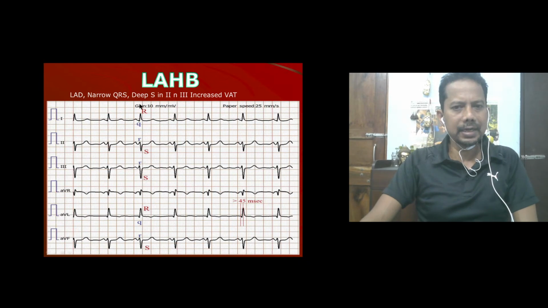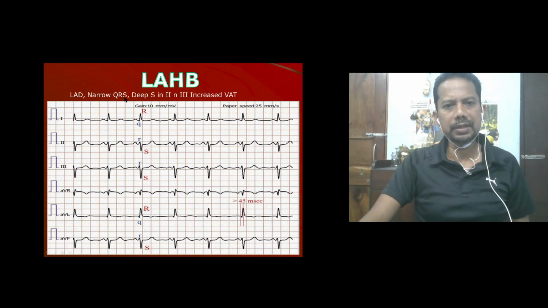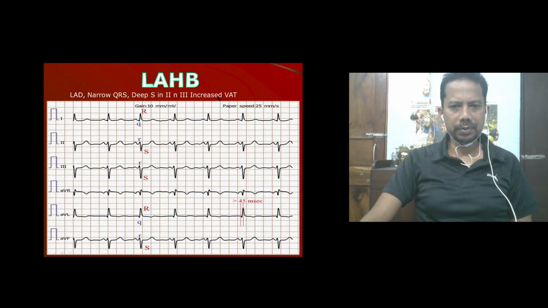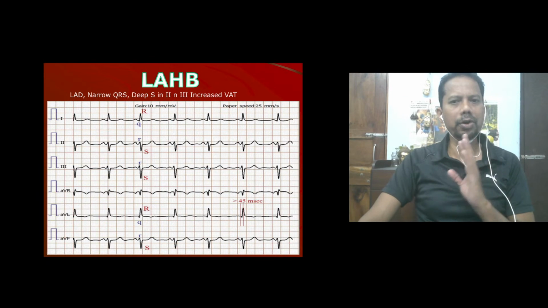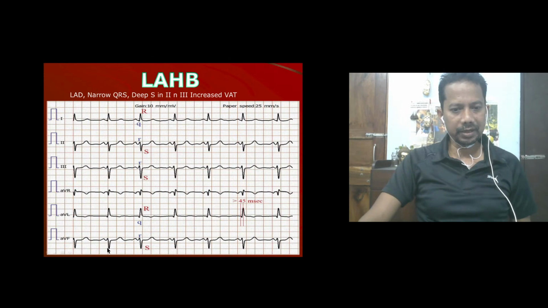Then there is LAHB, left anterior hemiblock. In that you will see a left axis deviation, narrow QRS, deep S in lead 2 and lead 3, and increased VAT. So, this is a good ECG. For an LAD to happen, current has to go towards lead 1, so there has to be a good tall R. You see there is a tall R in lead 1, there is no S wave. So R is totally positive. Look in AVF, where is AVF? AVF is negative, R is very small and S is very deep.